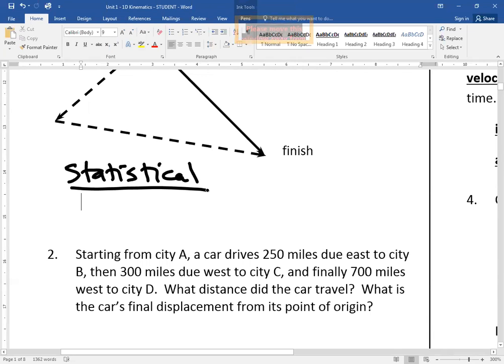Statistical errors are small random variations that occur when you take measurements, right? I measure something and I say, oh, it's 2.7. You measure it, you say 2.6. He measures it, he says 2.5. I measure it again, I say 2.8, right?